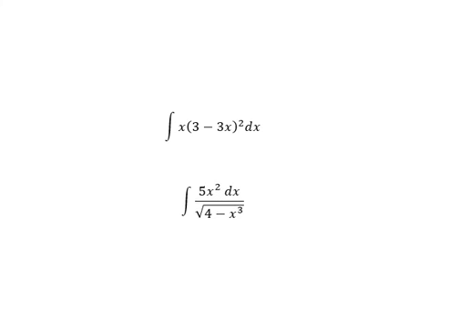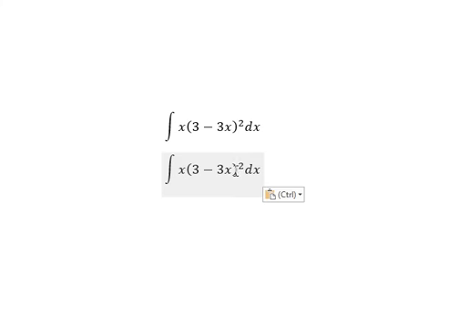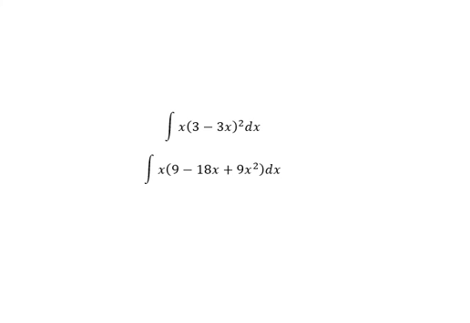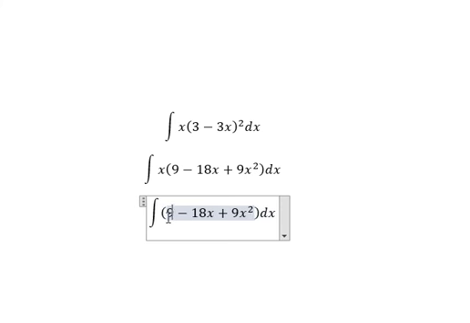Question number 3. In this situation, we need to expand this one, and you get 9 minus 18s plus 9s squared. So we have s multiplied by 9, 18s and 9s squared. And now we get the final answer.